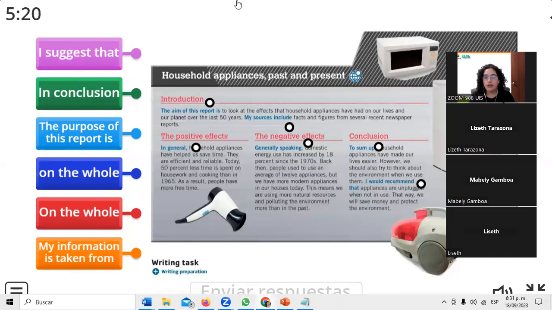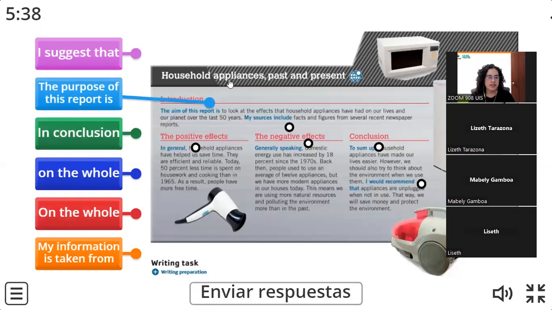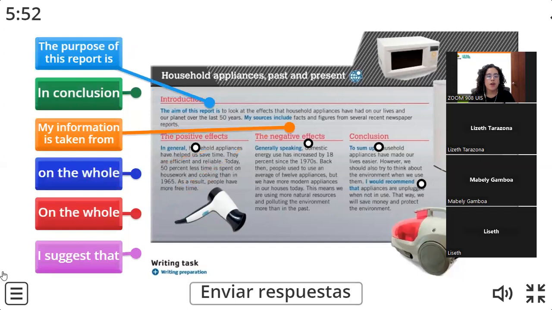Hello. I will put your attendance in a moment. So for the first, the aim of this report, what's the corresponding sentence? The purpose of this report is. Yes, the purpose of this report. And the other one, my sources include facts and figures from several recent newspapers. My information is taken from. Very good. My information is taken from. Okay, let's read the second paragraph.